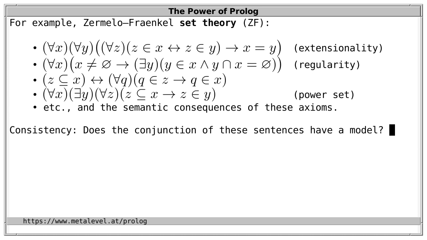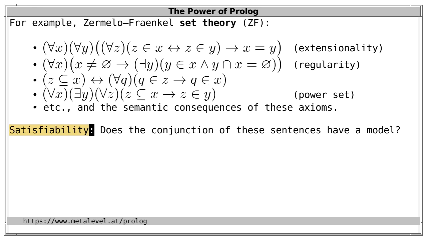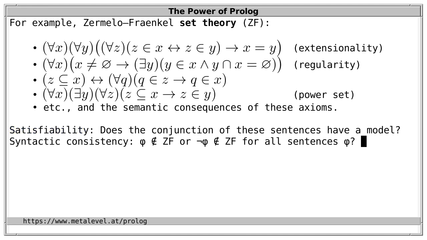For example, is the theory consistent? That is, does the conjunction of these sentences have a model? Or have we, for example, accidentally imposed conflicting requirements? So this is a semantic view of consistency, which is therefore also called semantic consistency. And if you recall, for this property, we can also use the word satisfiability. So a theory is semantically consistent if it is satisfiable, that is, if it has a model. There is also a syntactic view of consistency.